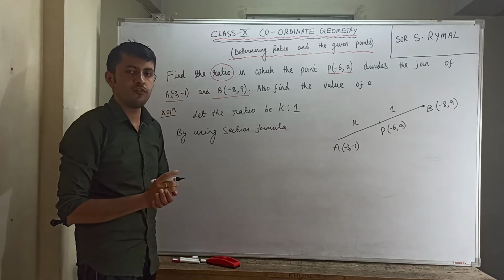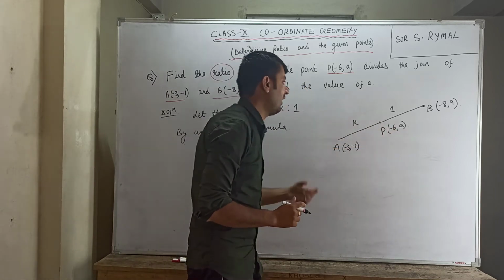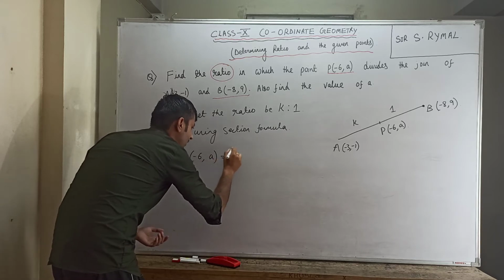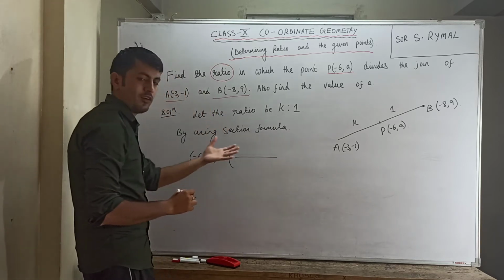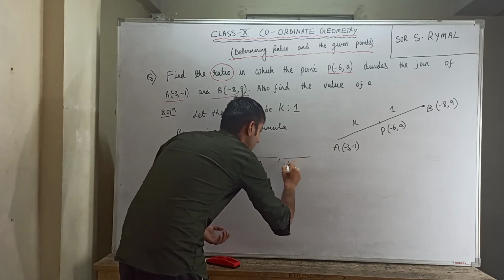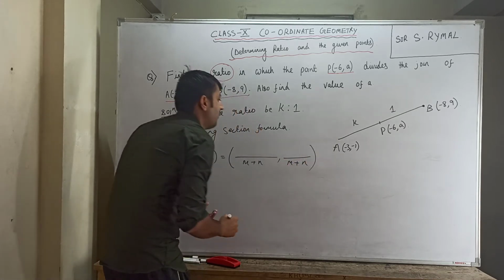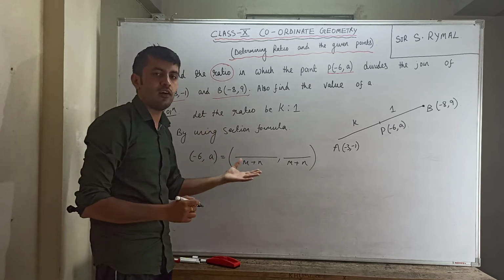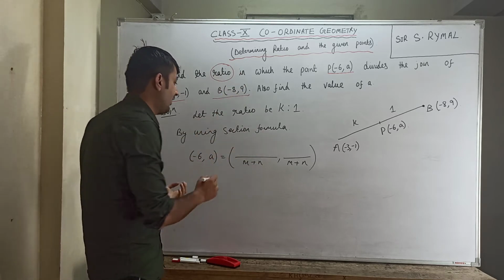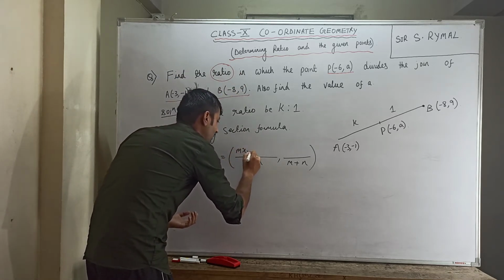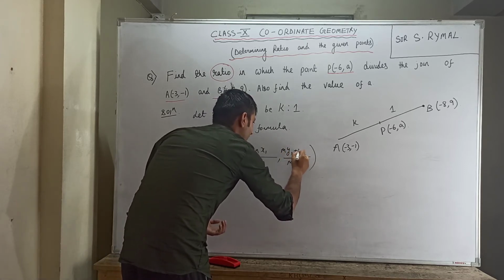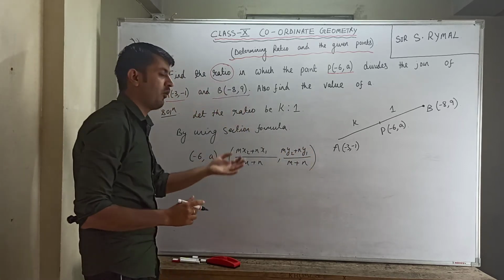By using the section formula, how can you write this coordinate? Minus 6 comma a can be written as how much? Let me write down the formula here. The general formula has m plus n in the denominator. I have already taught you how to write the numerator: m times x2 plus n times x1, m times y2 plus n times y1. So this way you can write it down.